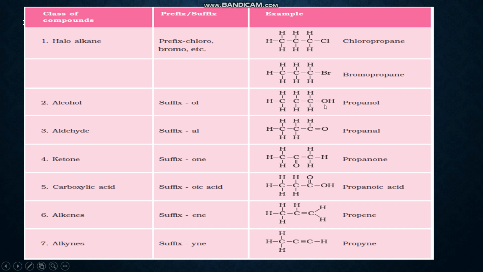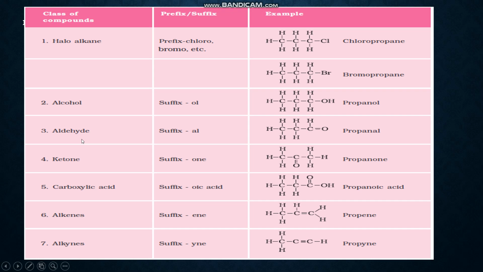Now for alcohol, what is the functional group? OH. How to give the name? We have to give the suffix OL. Identify the corresponding alkane. The E of the alkane should be replaced by OL. So here the corresponding alkane is propane. E is replaced by OL. So the name of this compound is propanol.